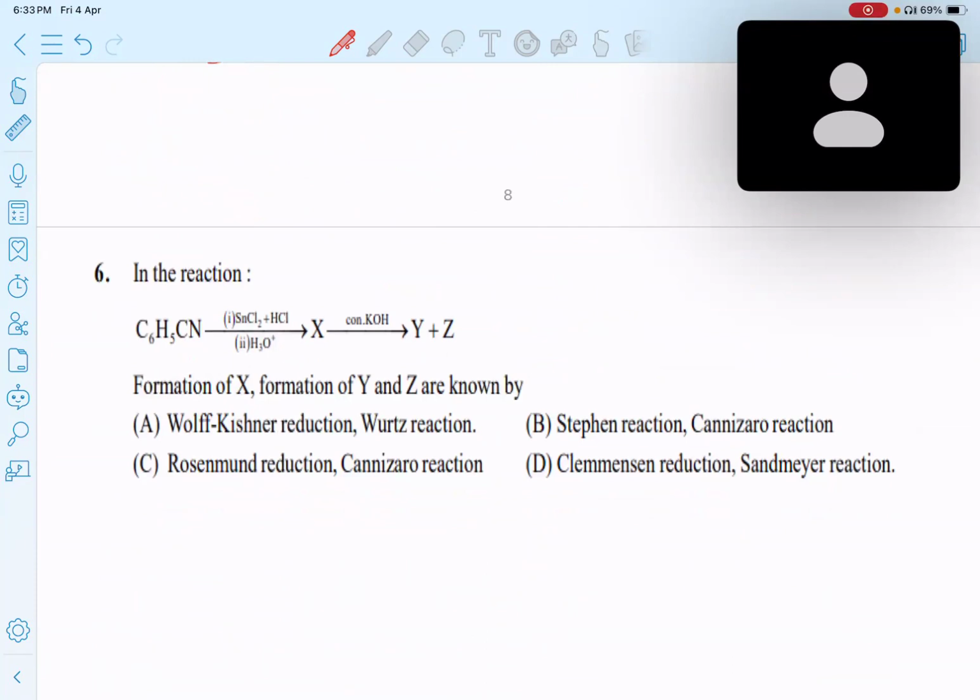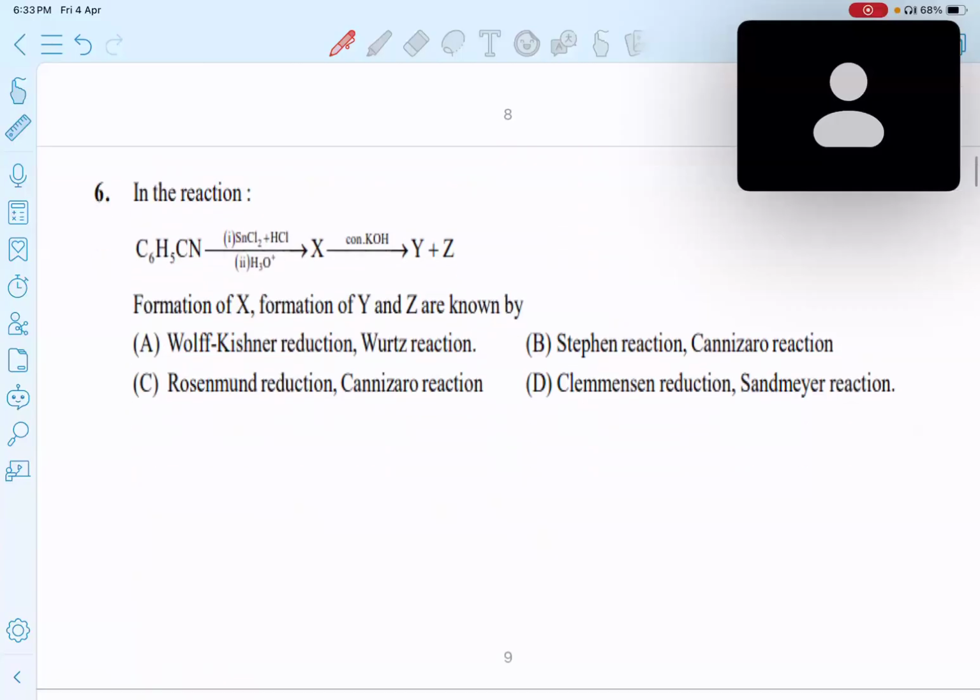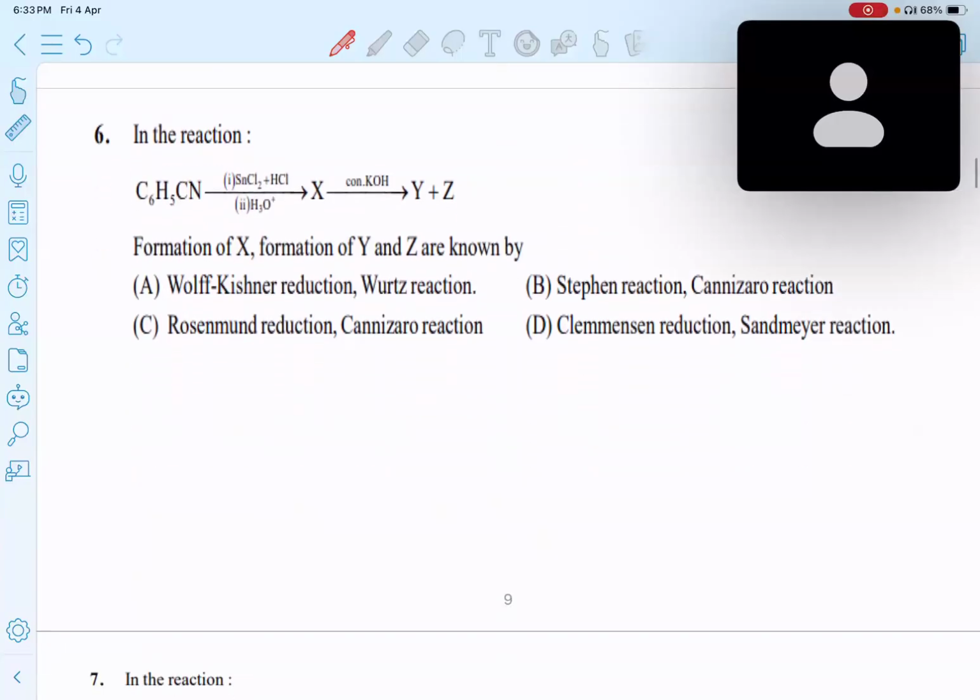Next, let us move on to the next question. Question number 6. In the reaction, C6H5CN in the presence of stannous chloride and HCl, followed by hydrolysis, the compound X is formed. And the compound X is treated with concentrated KOH to form two compounds Y and Z.